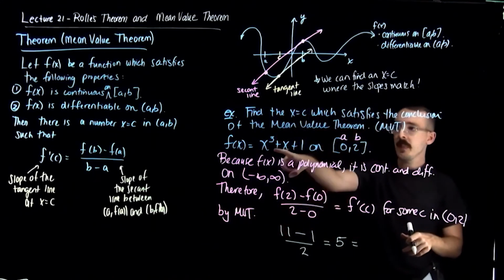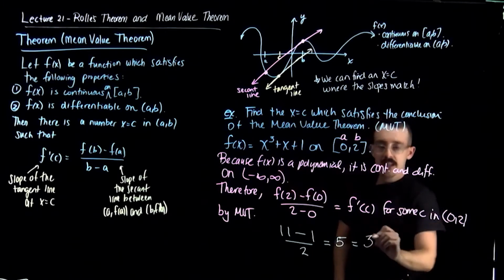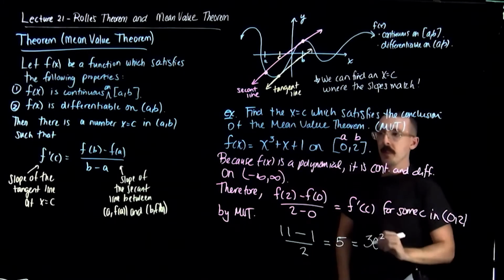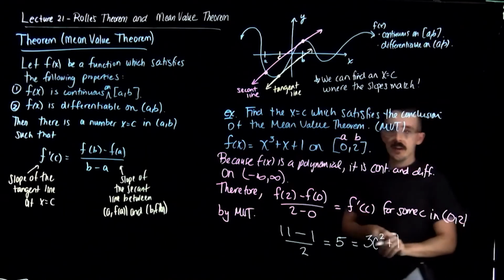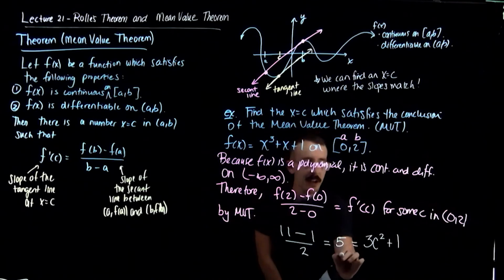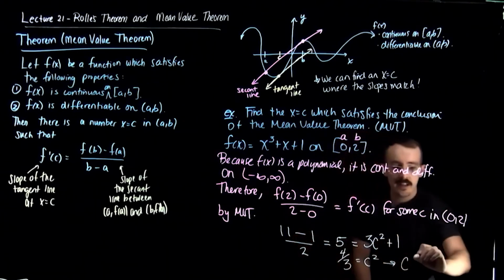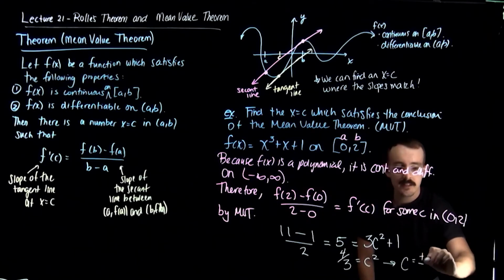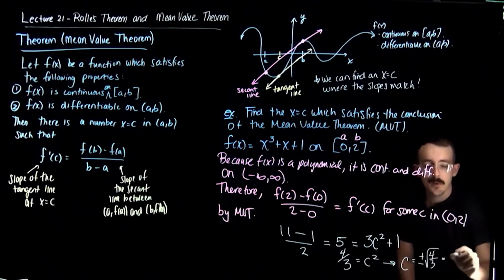So take the derivative of f of x and just plug in c. What's the derivative? It's 3, instead of x squared, I'm going to have c squared, plus 1. If you take the derivative of x, it's just 1. So we know this is true: 5 is going to be equal to 3c squared plus 1. If I rearrange that a little bit, I have 4 over 3 equals c squared. This tells me that c is equal to plus or minus the square root of 4 over 3. And then I can take the square root of 4, and this is just going to be plus or minus 2 over square root of 3.